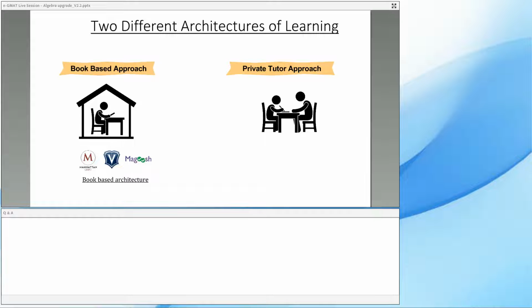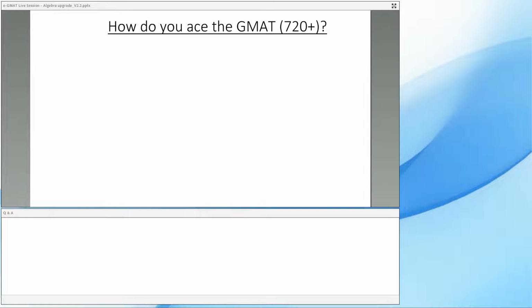When you look at most of the other prep companies out there, their courses are centered around that book-based architecture. Even though they have audio-visual lessons and exercises, the way they are structured is predominantly around how books are architected. Whereas if you look at e-GMAT, you're going to find it's much more like a private tutor-based approach. Let's see why that is the case and why one approach is different from the other.